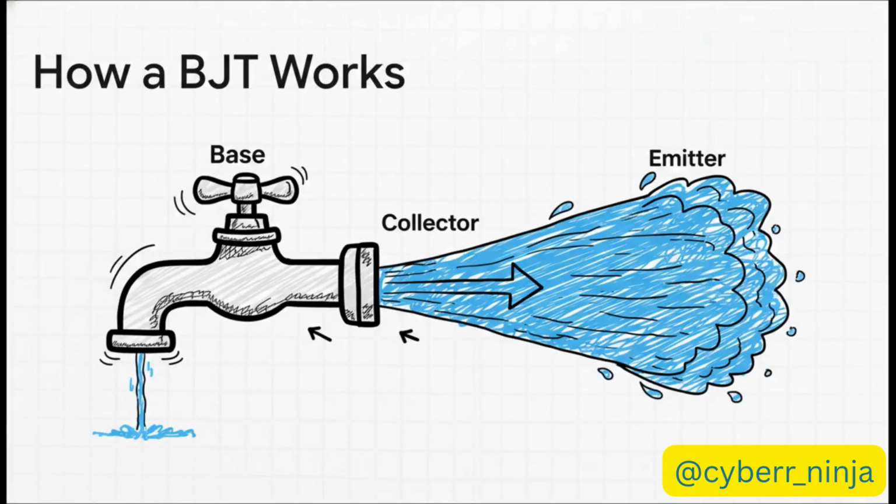Now, every BJT has three connection points, or terminals: the emitter, the base, and the collector. And here it is, maybe the most important thing to remember about the BJT. It is a current-operated device. Think back to our faucet. A tiny little trickle of current going into the base is like you gently turning the handle. And that small action allows a huge current to flow from the collector down to the emitter. A little bit of current controls a whole lot.